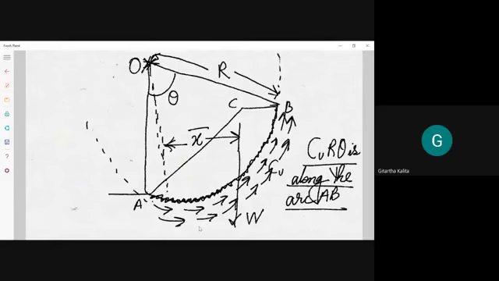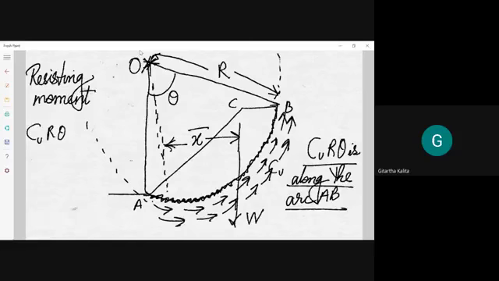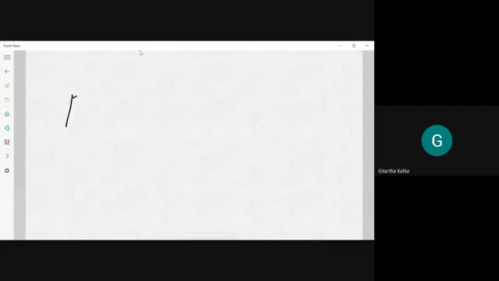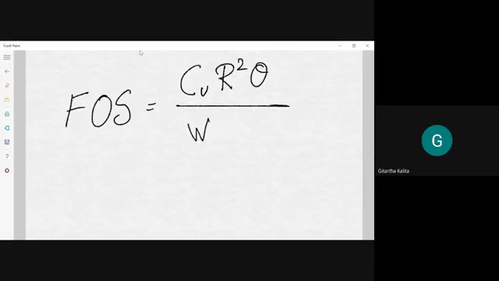It is moving along the arc AB. Distance of this arc from O is what? The radius. Because Cu is moving along the surface of the circle, and the distance of the surface of a circle from the center is the radius. So what is the final resisting moment? It is Cu r theta into radius, so Cu r square theta. So what is the final factor of safety? It is Cu r square theta by W x bar.